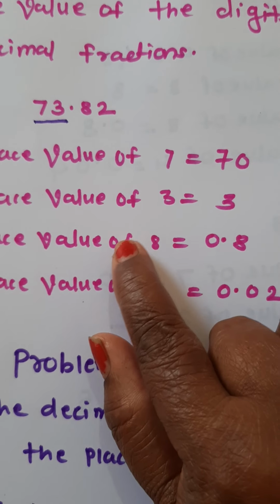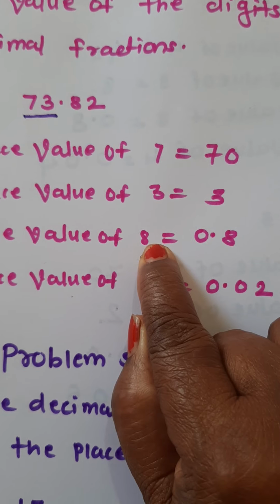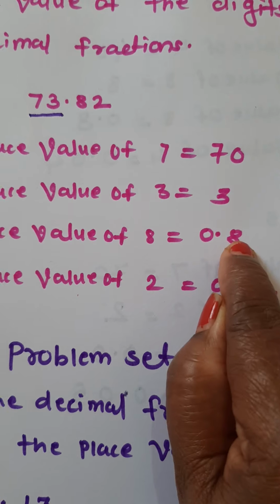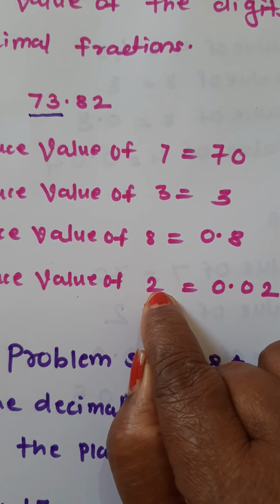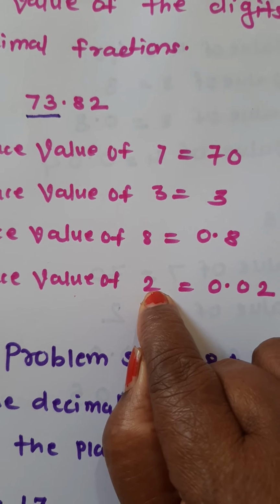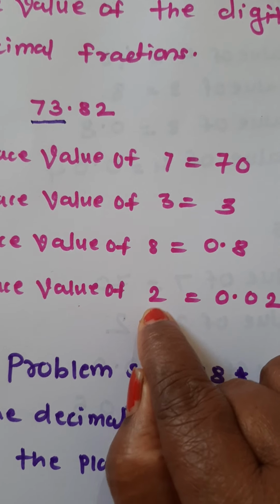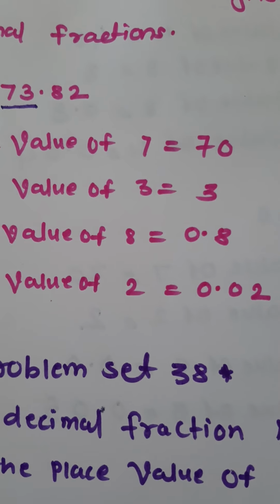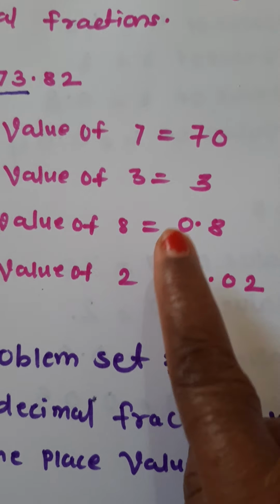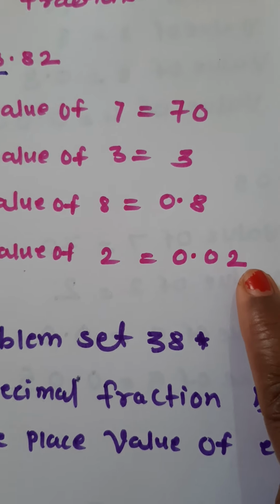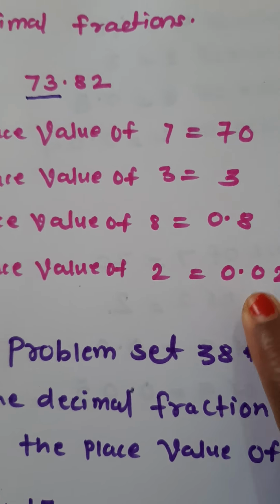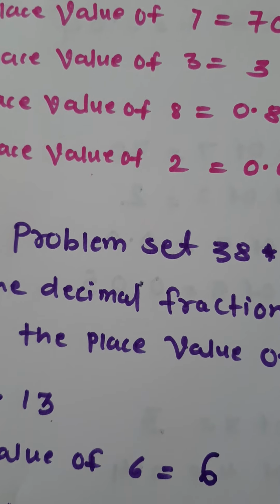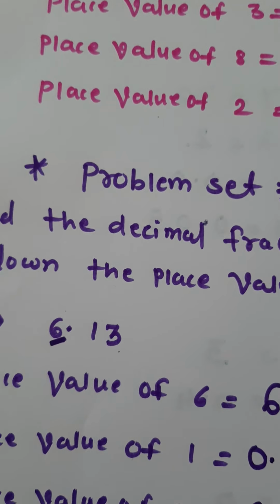Now after the point first digit 8, that is tenths place, means 8 upon 10 means 0.8. And this 2 is present after the point second time, means hundredths place, means 2 upon 100 means 0.02. You know it very well. Upon 10 means point after one digit, upon 100 means point after two digits. Now let's see problem set 38, how to write the place value of the decimal fractions.